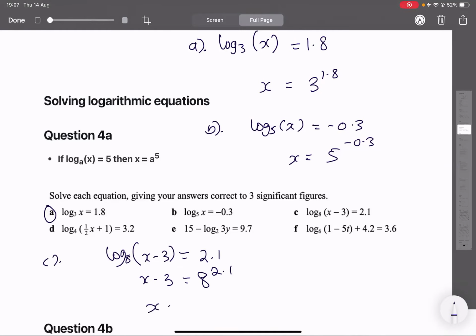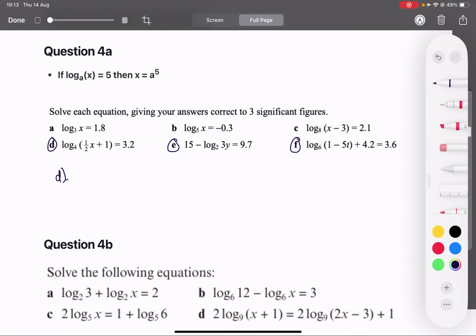So for D, to get rid of the log with a base 4, we raise both sides to a power of 4. So on the left-hand side, we're left with a half x plus 1. On the right-hand side, we get 4 to the power of 3.2. We'll understand why that's the case later on, or even if you remember how the graphs work for log and exponentials. But for these kind of questions, I would just memorize that the inverse of a log is whatever the base is.